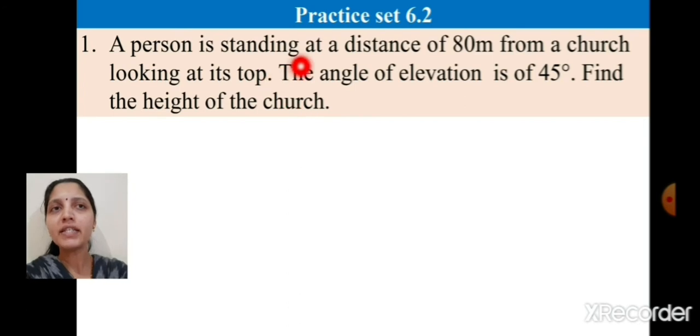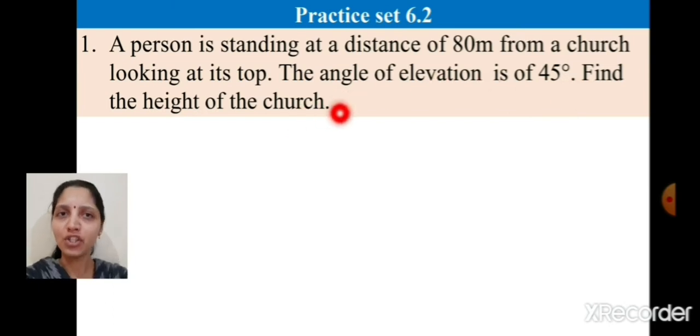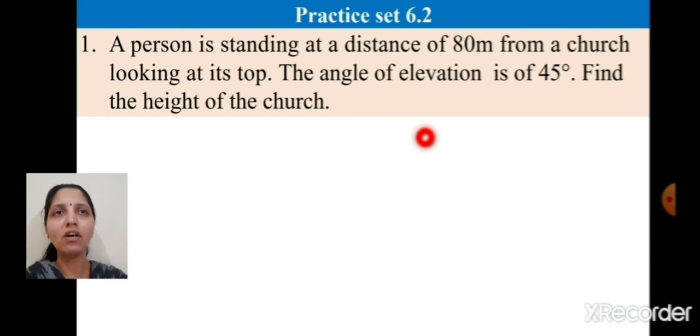A person is standing at a distance of 80 meters from a church, looking at its top. The angle of elevation is 45 degrees. Find the height of the church. Now we know that a church is a very tall building, and we have to find the height of such a church. So what is given here? The person is standing at a distance of 80 meters, so that means the distance between the church and the person is given here, and the angle of elevation is also given.